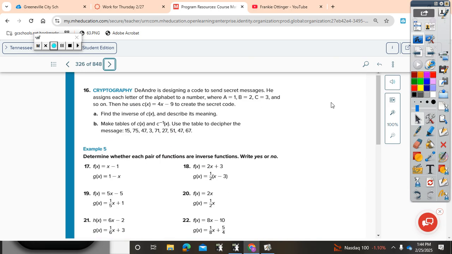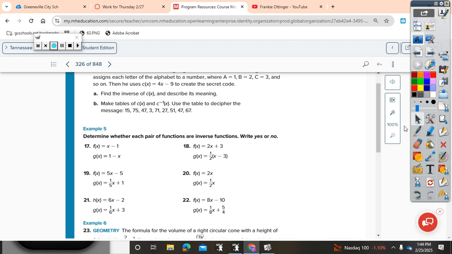Excuse me. Let me look at one. We already know 18 is a yes, so let me show it to you. If I do f composed with g, what does that look like? Well, I'm going to put g inside of f. So 2 parentheses x plus 3. And then inside of that is going to be 1/2 x minus 3. And that might be too much for some of you. But I can simplify this in just a second.